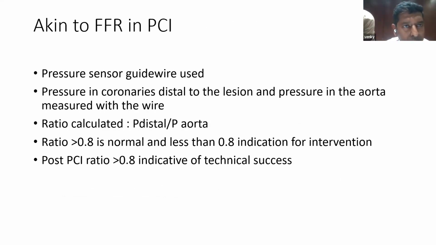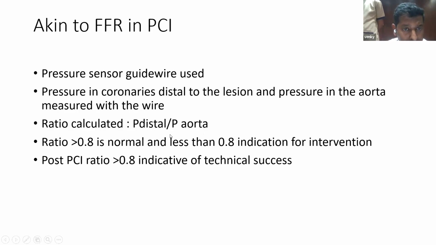I'm not sure how many of you are familiar with fractional flow reserve in PCI. This is a technique commonly done in coronary intervention, wherein they use a pressure transducer guide wire, or an FFR wire, which costs almost 50,000 rupees. You pass it through the aorta, across the lesion in the coronary artery, and take it distal to the lesion, and you measure the pressure there. That will be P distal. And you measure the pressure in the aorta right at the origin of the coronary artery. That will be the pressure in the aorta.